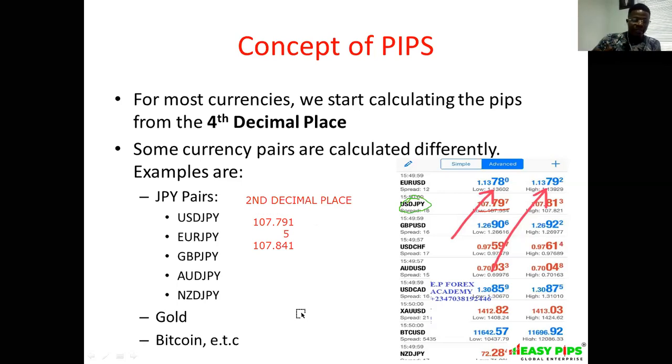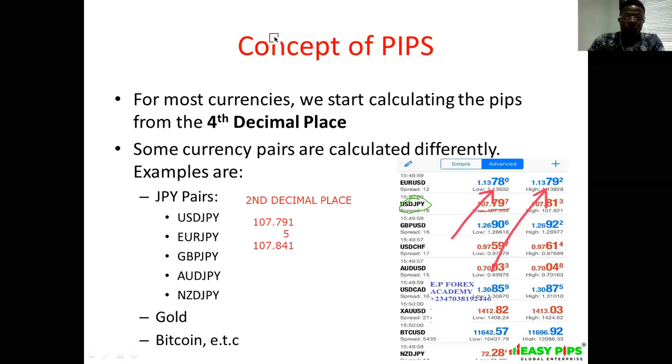So it is quite easy. For JPY you know that you are calculating the pips from the second decimal place. And JPY pairs are plenty. You have USD to JPY, Euros to JPY, GBP to JPY, AUD to JPY, NZD to JPY. So any of these, you calculate from the second decimal place.